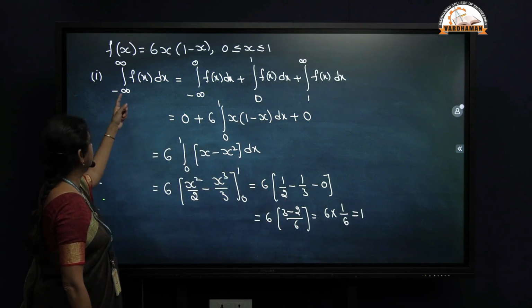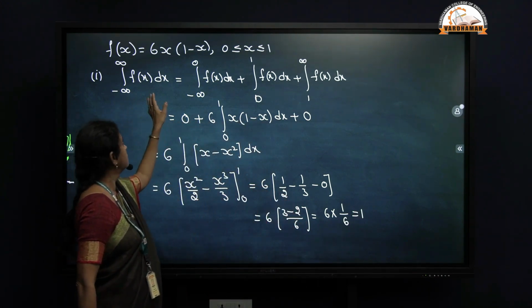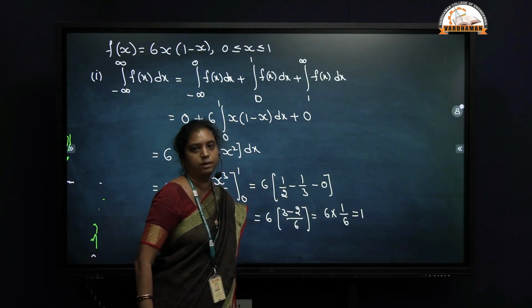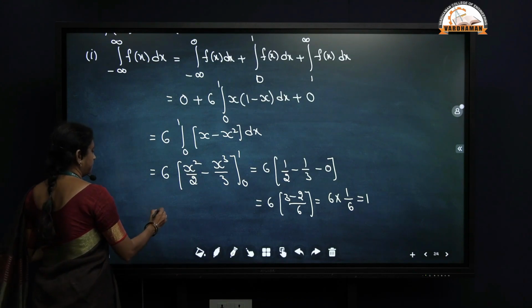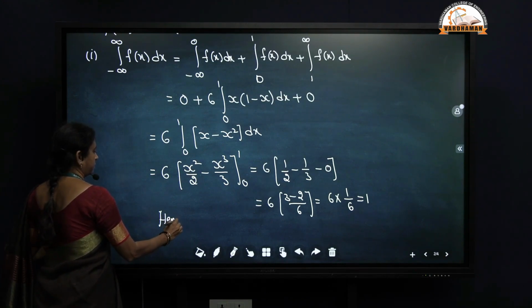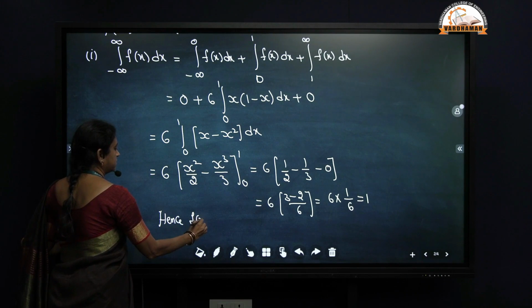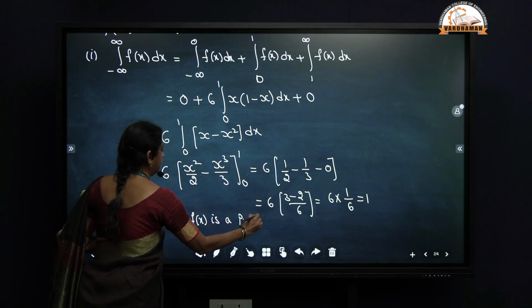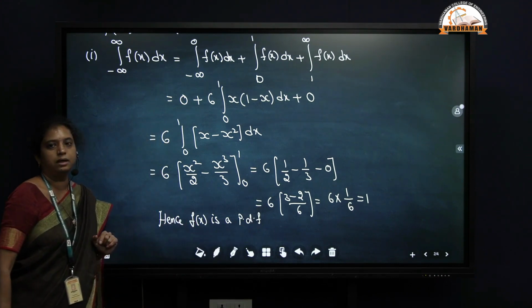So we can say that the given function is a density function, since the integral of f(x) between limits minus infinity and infinity is equal to 1. Hence f(x) is a probability density function, that is PDF.